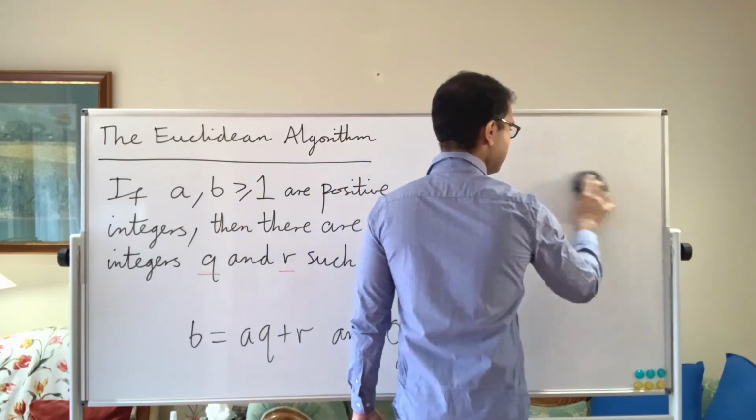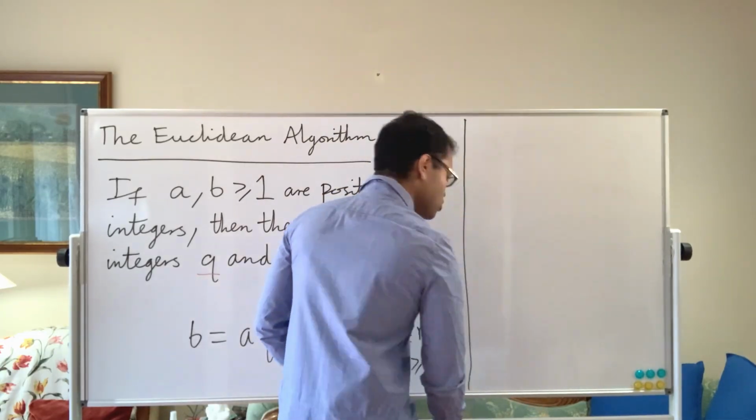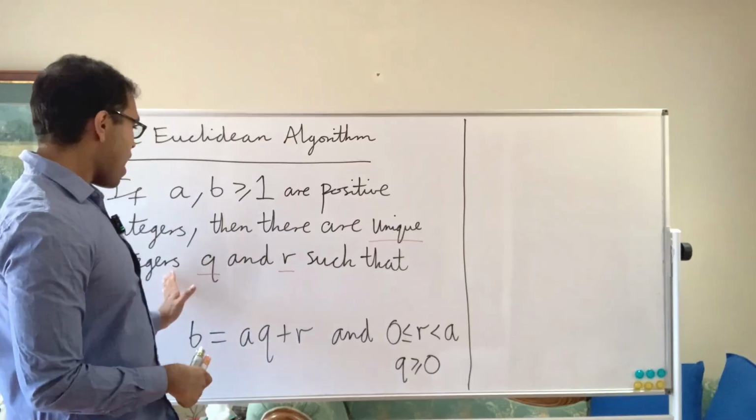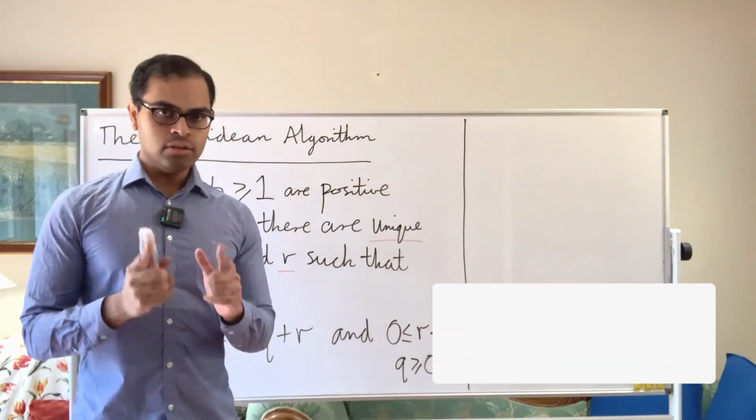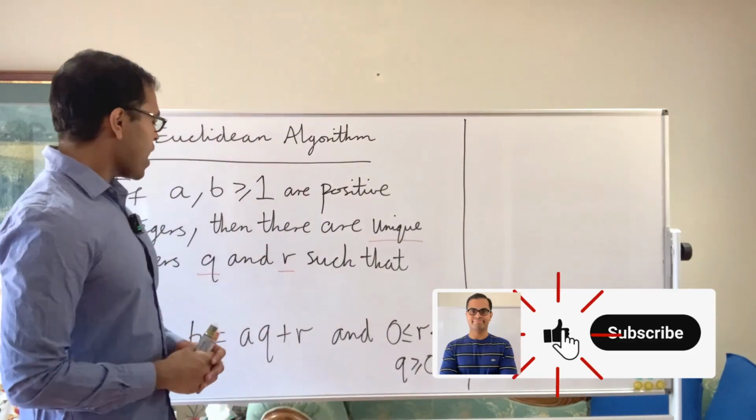So we're going to start with the proof. Our statement is saying that there are unique integers q and r, so we have to show they exist and they're unique. The uniqueness will come next. But first of all, why do they exist?